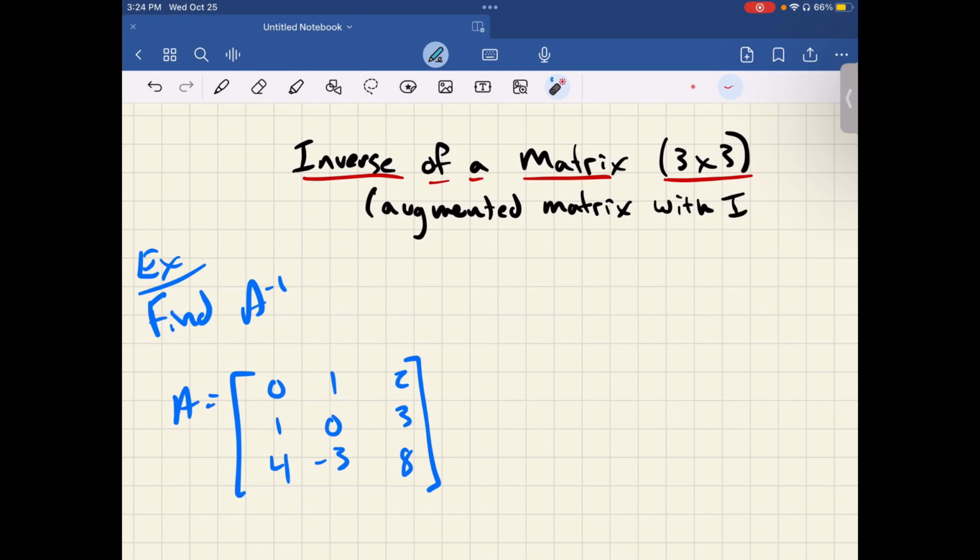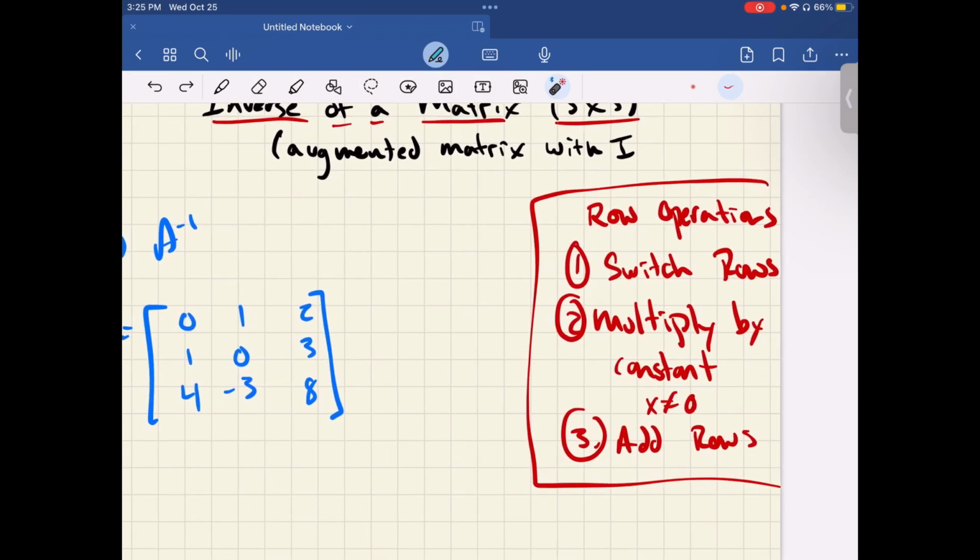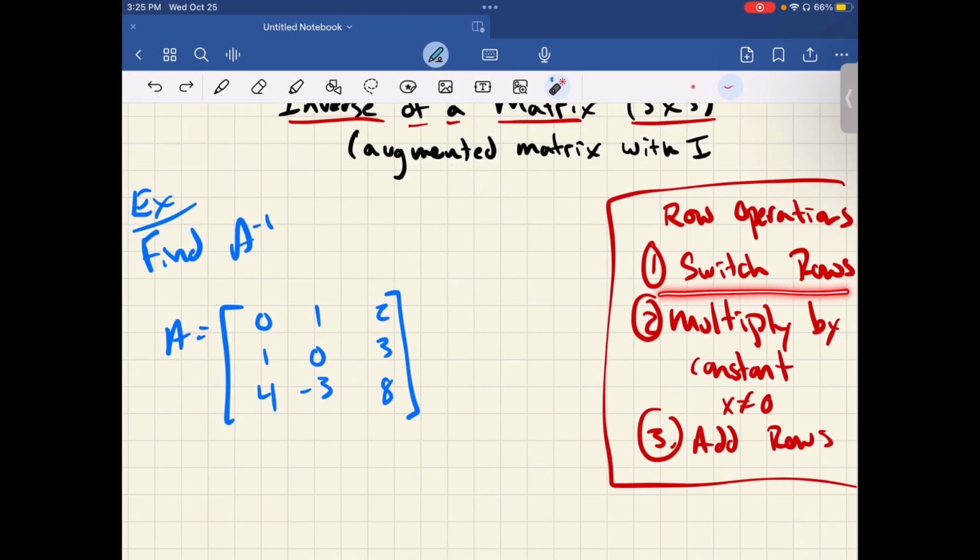Alright, in this video, we're going to talk about how to find the inverse of a 3 by 3 matrix using the augmented matrix with the identity matrix next to it, okay? We're going to use the same three rules that we used before, and those are row operations. We can switch any two rows. We can multiply any row by a constant other than 0, and I can add any two rows together to create new rows.